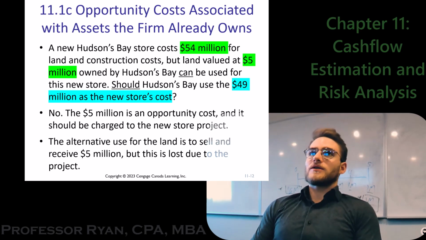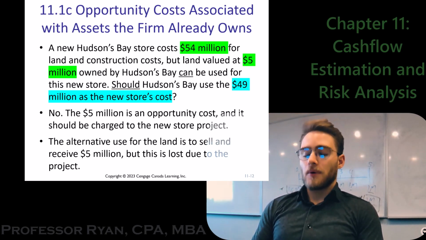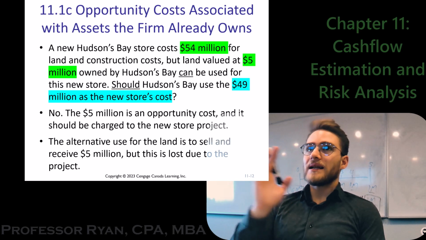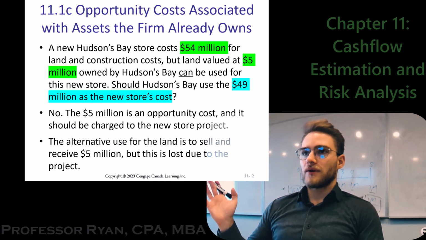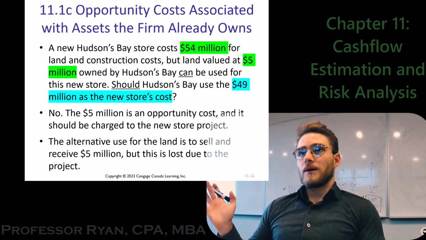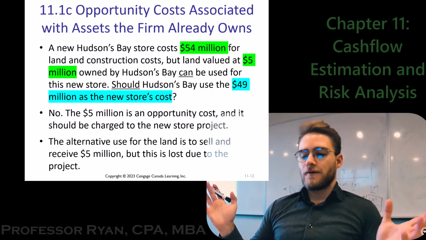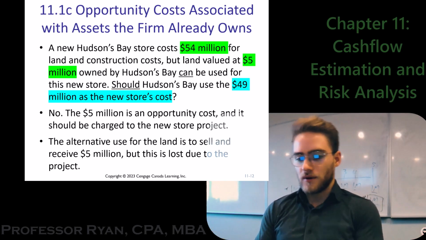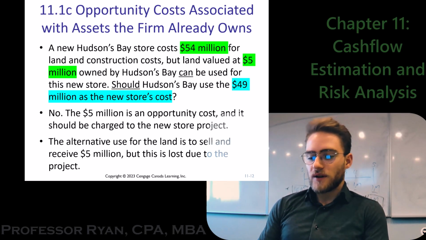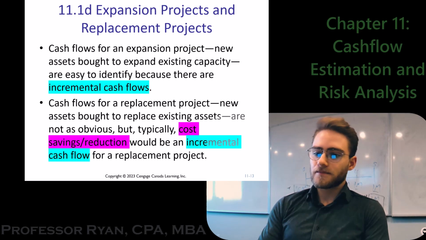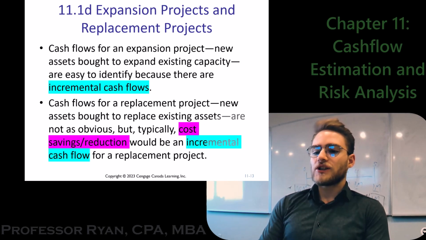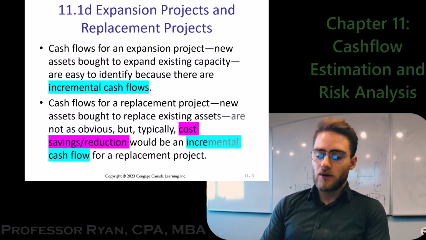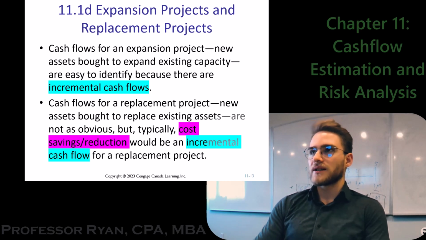We should still value the entire project at $54 million, $49 million in cash outflows, right? But then we've also basically forfeited $5 million in potential land that we could have sold for cash flows, right? So the alternative use for the land is to sell and receive $5 million, but this is lost due to the project. Okay. So expansion projects and replacement projects. So cash flows from an expansion project.